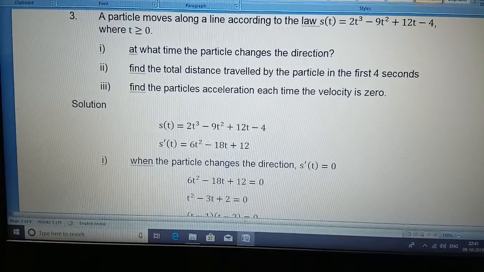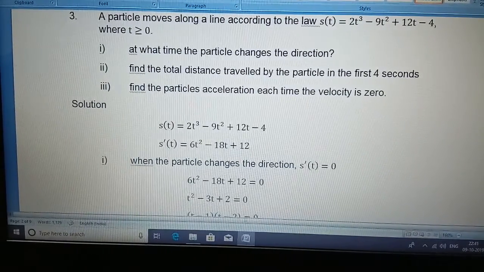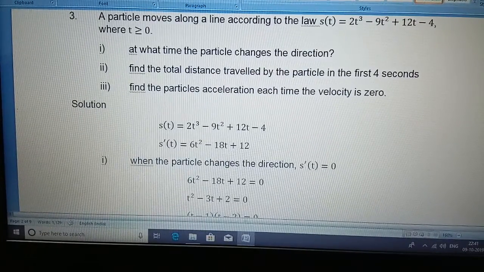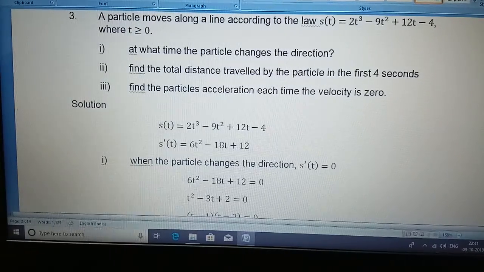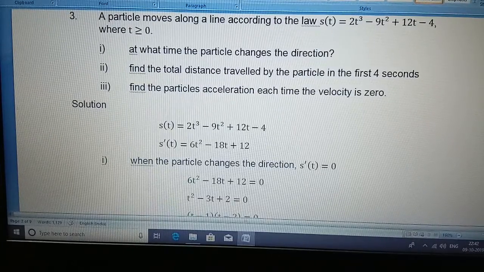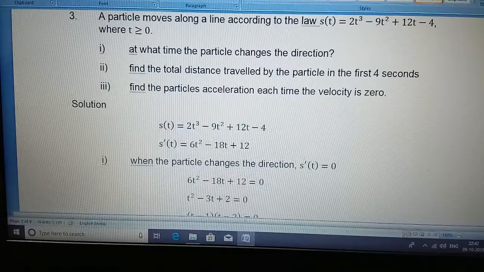Students, now we will take the third question. A particle moves along a line according to the law S of t equal to 2t cube minus 9t square plus 12t minus 4. Here t is greater than or equal to 0. t is nothing but the time. At what time does the particle change direction?